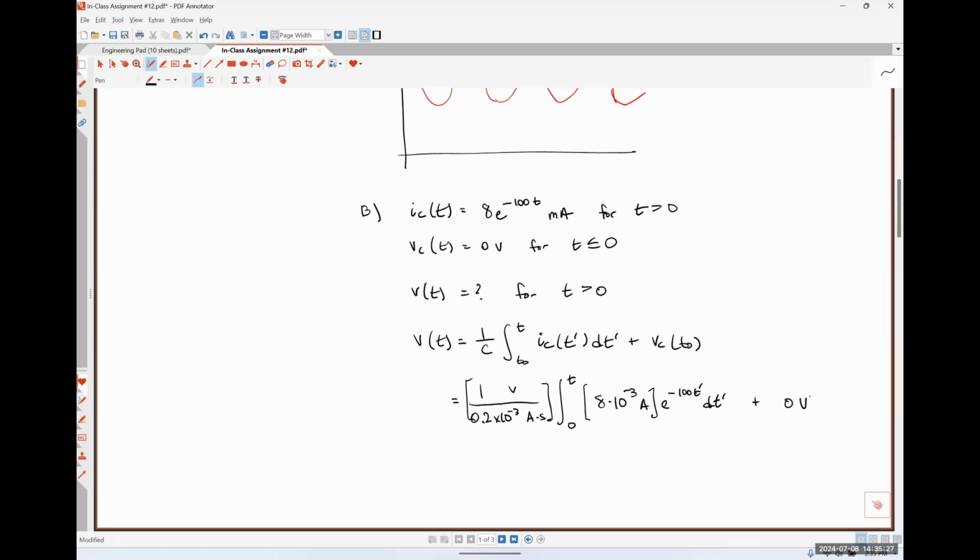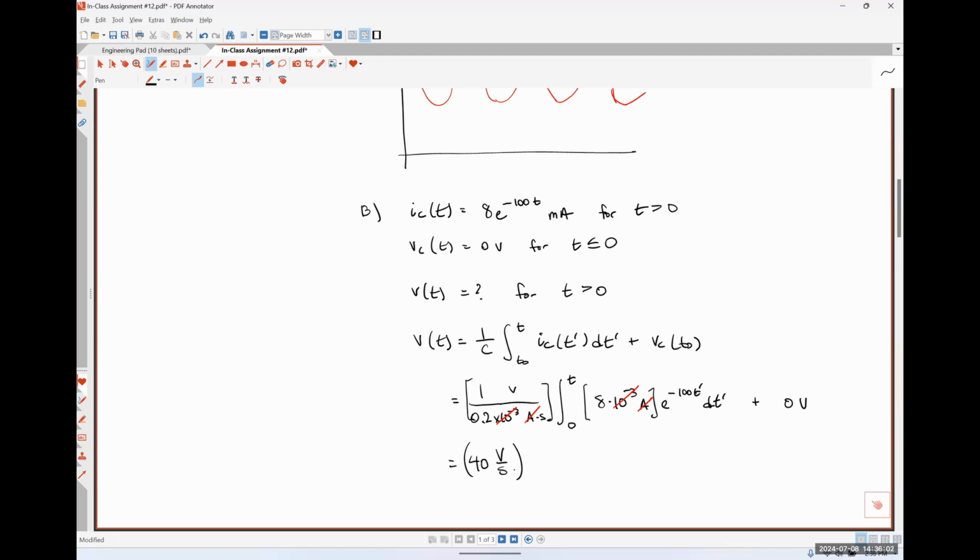So a couple of things we can see here from the jump. We have a 10 to the minus 3 in the numerator, a 10 to the minus 3 in the denominator, so those guys cancel each other out. We have an amps in the numerator and an amps in the denominator, so those cancel each other out. So it looks to me like we have 8 divided by 0.2, which turns out to be 40 volts per second.